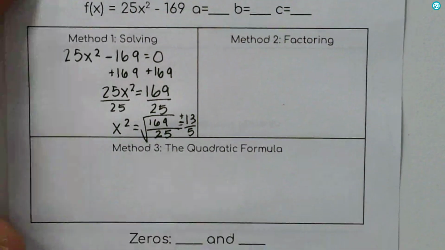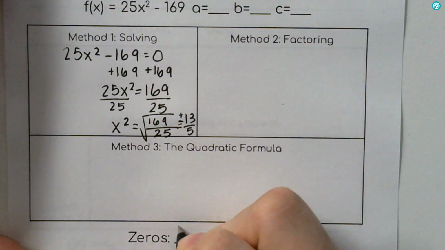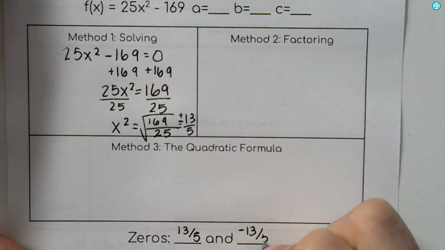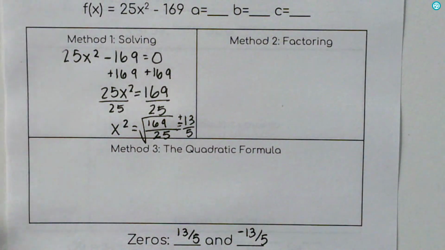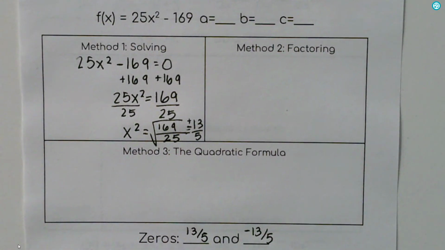Okay, so down here at the bottom, on these lines where we have zeros, we're going to get the same answer three times. We can go ahead and put it down for the first one, make sure we get it on the other ones. So we've got 13 over 5 and negative 13 over 5. All right, any questions on that guy?